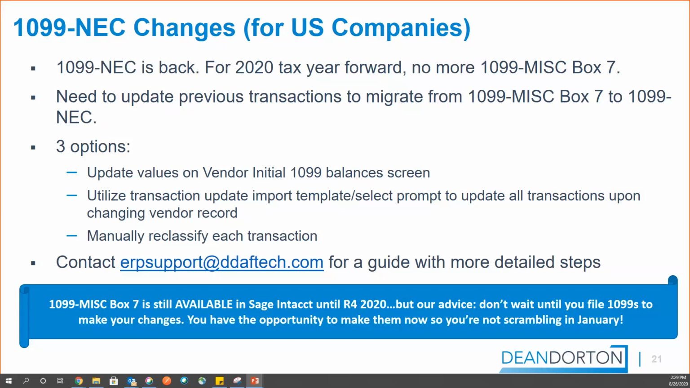Essentially, you have three options. You're going to be able to update your values on the vendor 1099 initial balances screen. You can utilize the transaction update import template, or you can select prompt to update all transactions when you change the vendor record. Or the last option, which I really don't recommend, but it is an option, is you could manually reclassify each transaction. Don't do that, but it is an option.